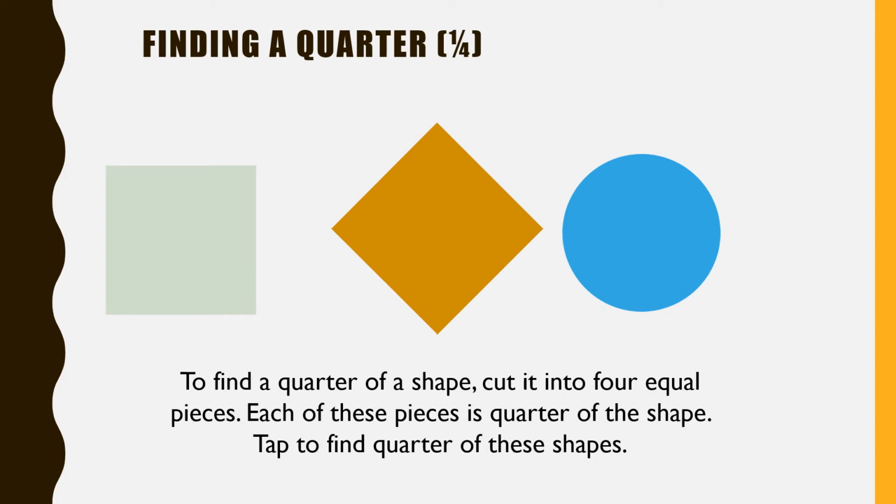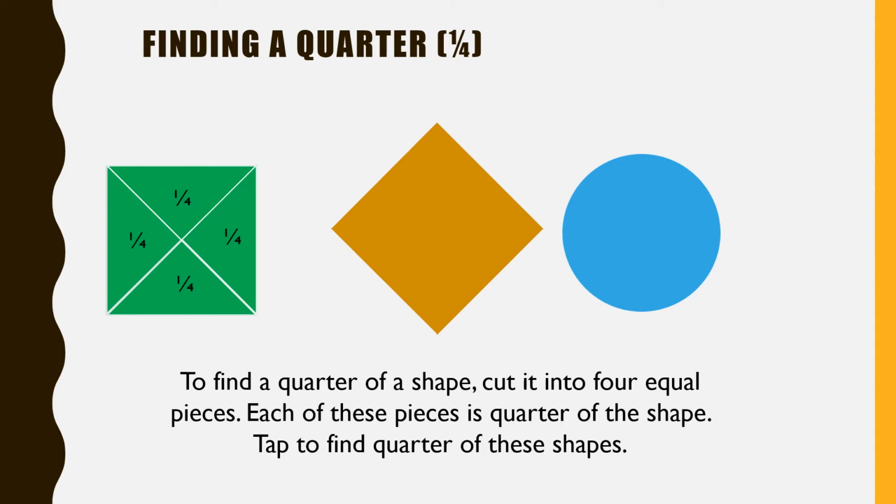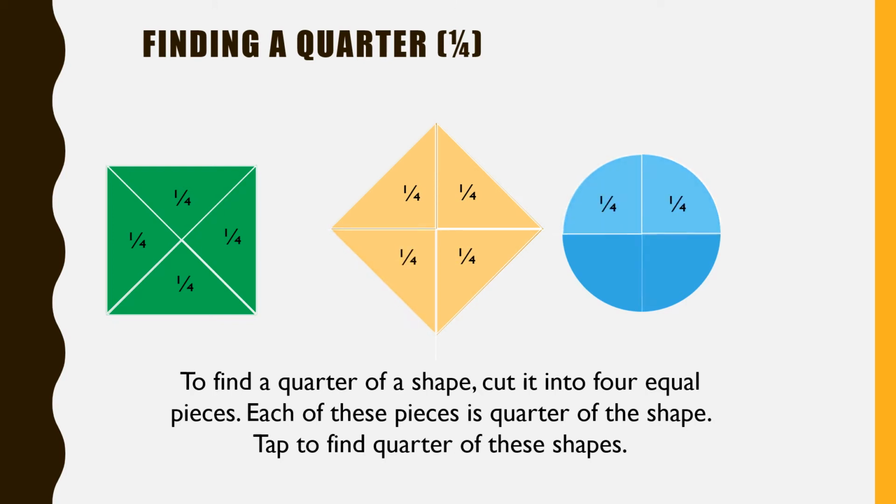Finding a quarter would mean that you would need to cut your shape into 4 equal pieces. Each piece is 1/4 of your whole. So our square, you can see, in 4 pieces. Our diamond, cut into 4 pieces, and our circle cut into 4 equal pieces.